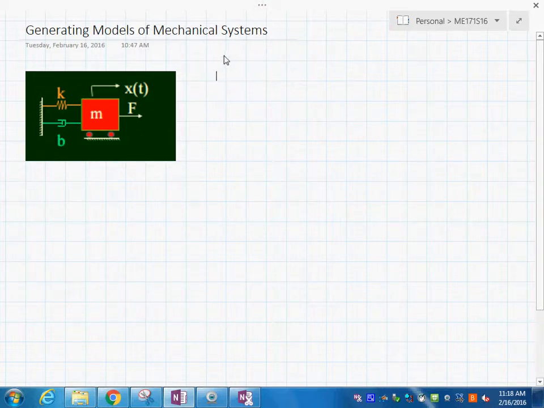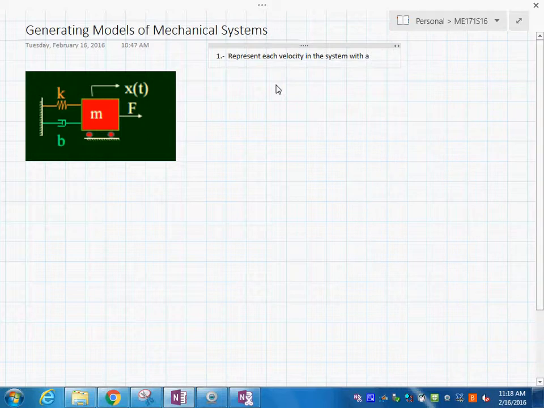Okay. We're going to say step number 1. Represent each velocity in the system with a one junction. One junctions are the ones that are used for common velocity junctions.